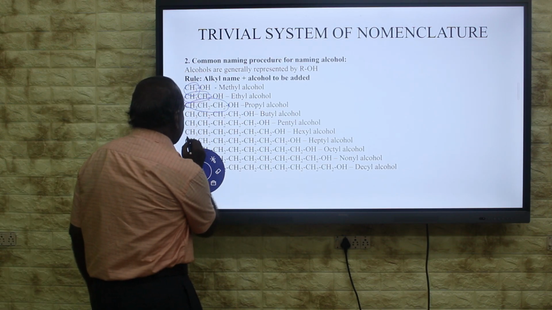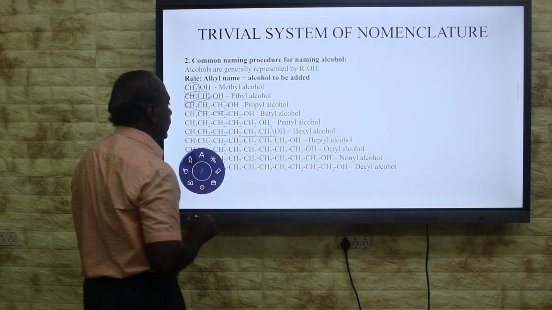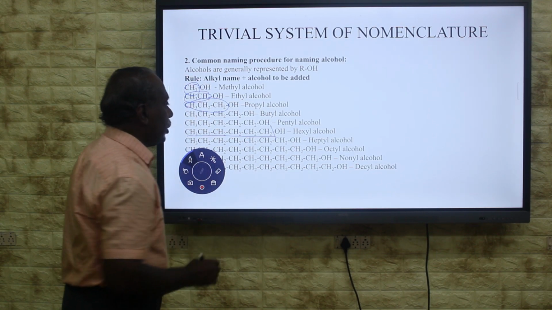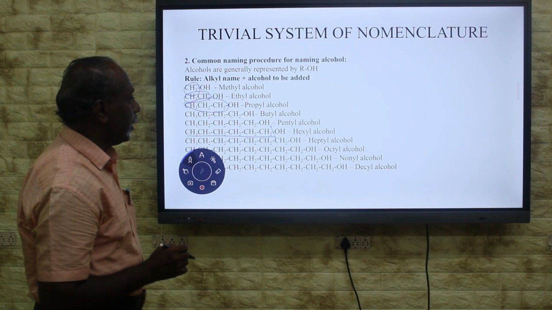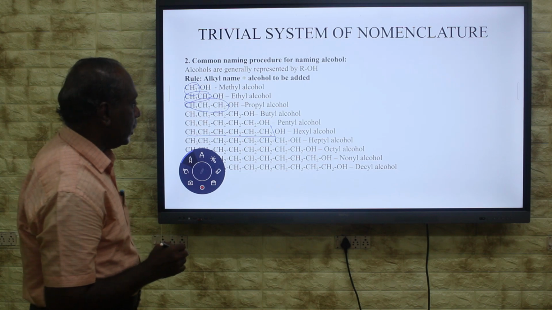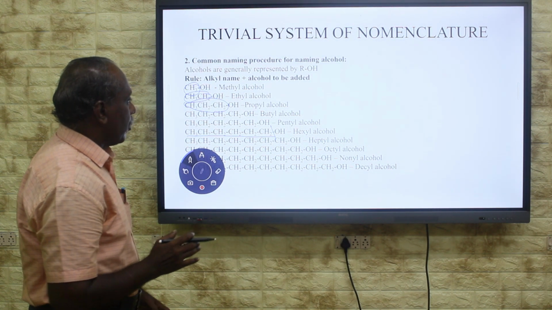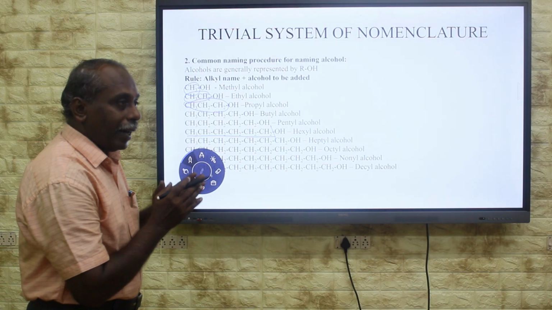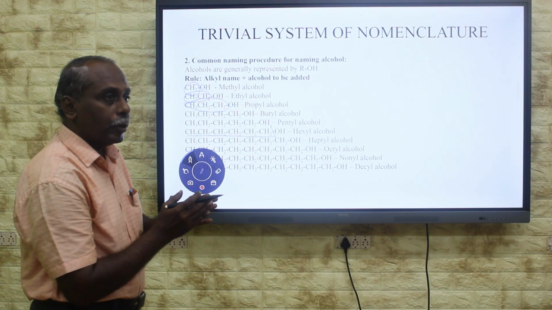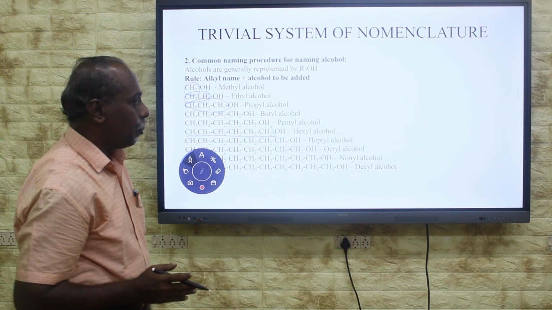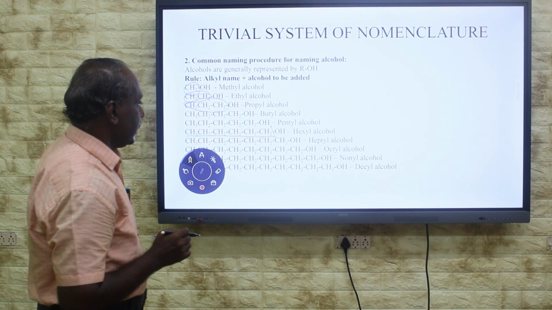Here, this part is hexyl. Then you add OH, and you get hexyl plus alcohol: hexyl alcohol. That will be the common name, or trivial name, of this compound. Therefore, you write the alkyl group, then add the OH functional group, and you get the trivial name of the compound: alkyl alcohol.